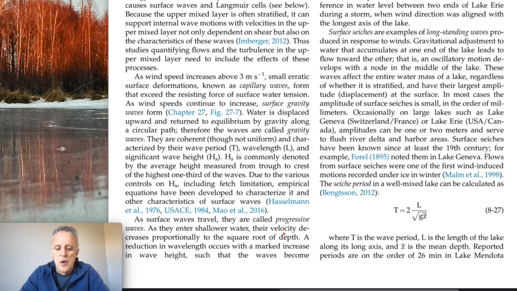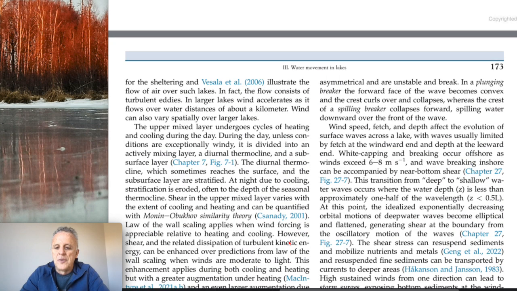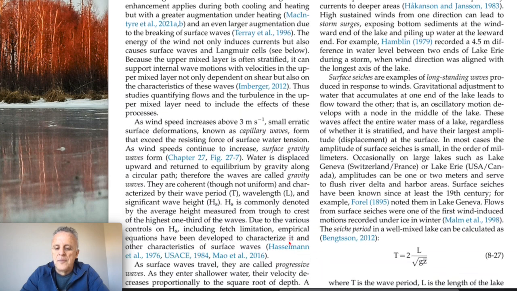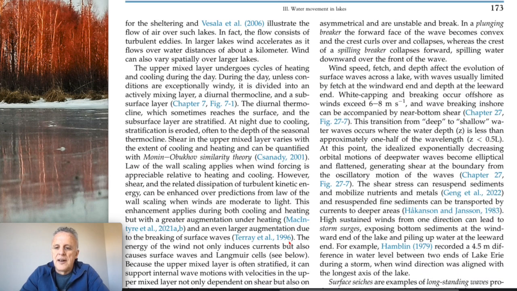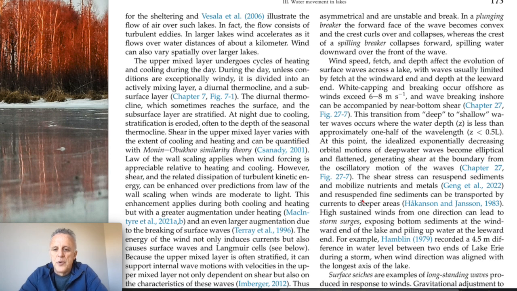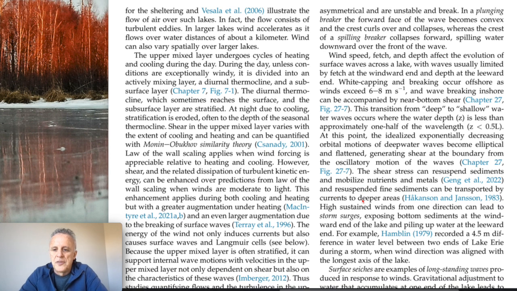As they enter shallower water, their velocity decreases proportionally to the square root of depth. A reduction in wavelength occurs with a marked increase in wave height, such that the waves become asymmetrical and are unstable and break. In a plunging breaker, the forward face of the wave becomes convex and the crest curls over and collapses, whereas the crest of a spilling breaker collapses forward, spilling water downward over the front of the wave.